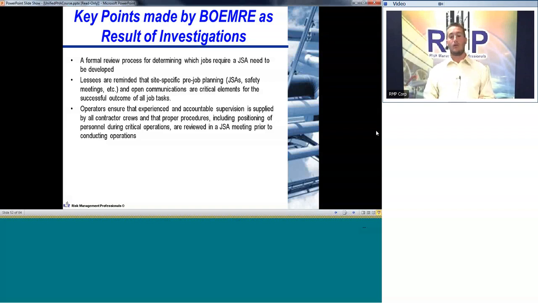Another quote, leases are reminded that site-specific pre-job training, JSAs, safety meetings, et cetera, and open communications are critical elements for the successful outcome of all job tasks. Operators ensure that experience and accountable supervision is applied by all contractor crews and that proper procedures, including positioning of the personnel during critical operations, are reviewed in a JSA meeting prior to conducting operations.